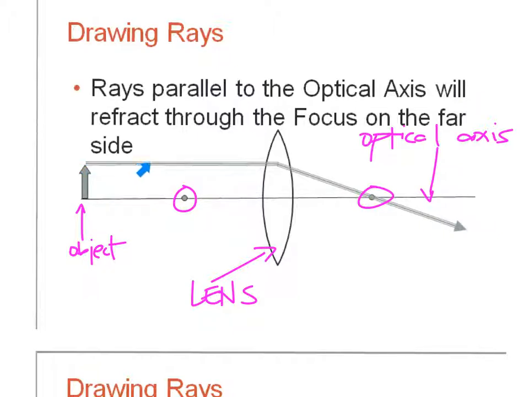Okay, so the first rule of drawing ray diagrams is to identify your object, and your first ray passes parallel to the optical axis where it enters the center of the lens. Now at this point, light is entering a denser medium and it's slowing down, and it's going to bend or refract in a straight line through the focal point on the opposite side of the lens and continue passing through.